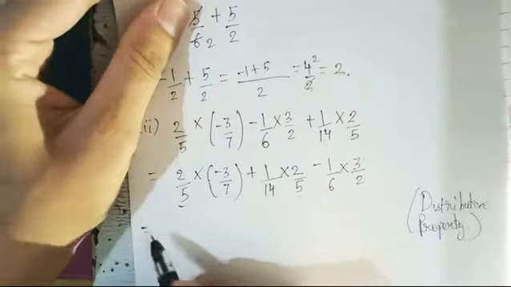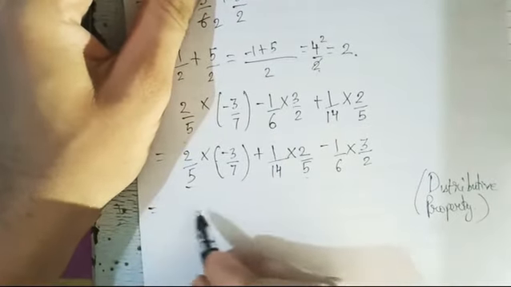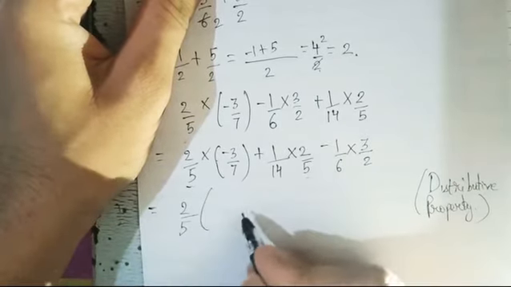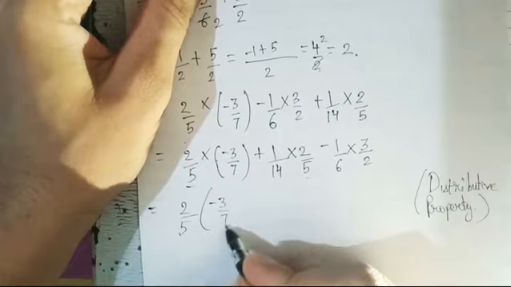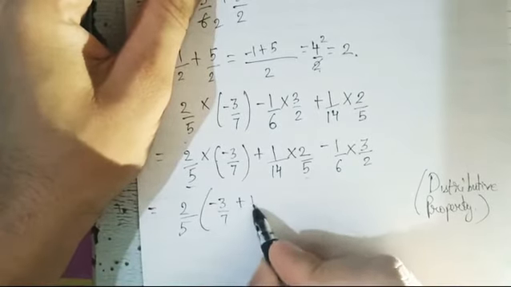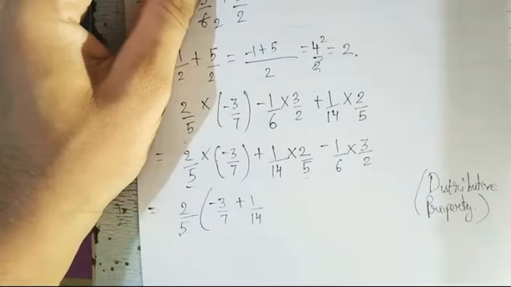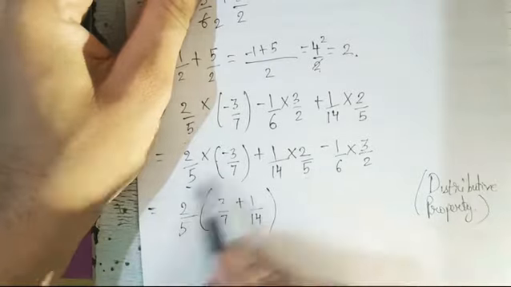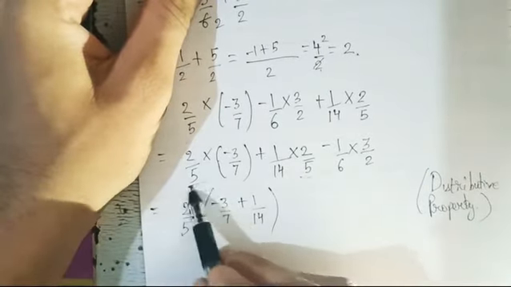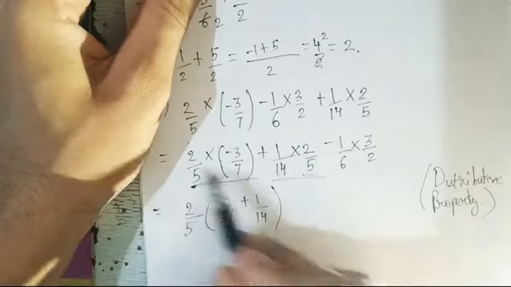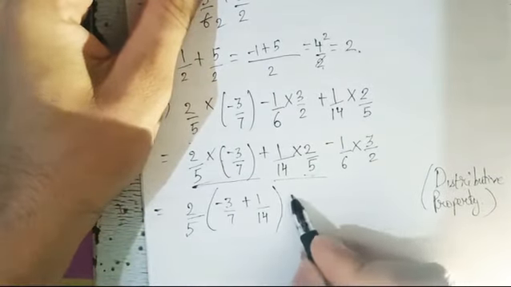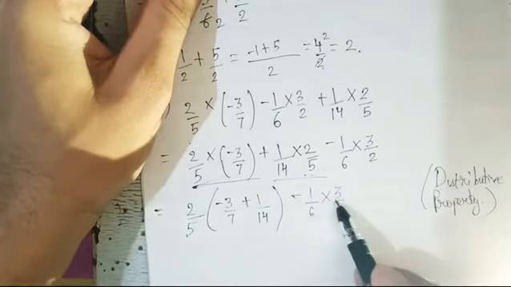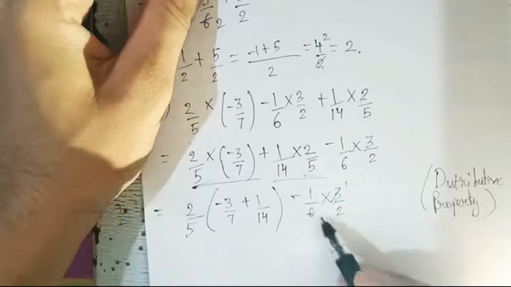Okay, so I have taken 2 upon 5 common. So inside the bracket what will remain? Minus 3 upon 7 plus 1 upon 14. Okay, 2 upon 5 I have taken common from this term and this term, both the terms I have taken common. 2 upon 5, okay, minus 1 upon 6 multiply with 3 upon 2. Okay, see, in this term 3 will divide 6 2 times.